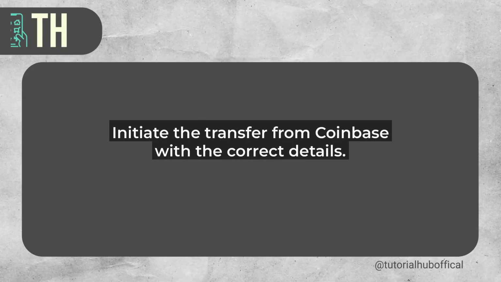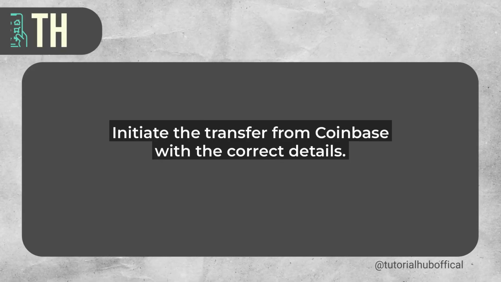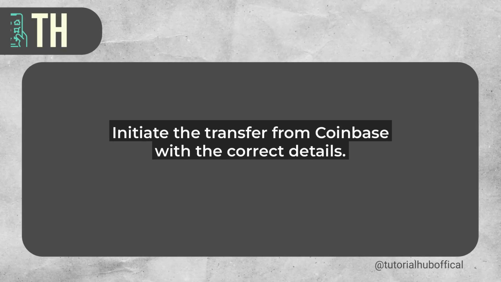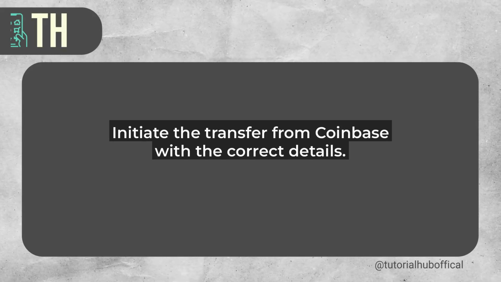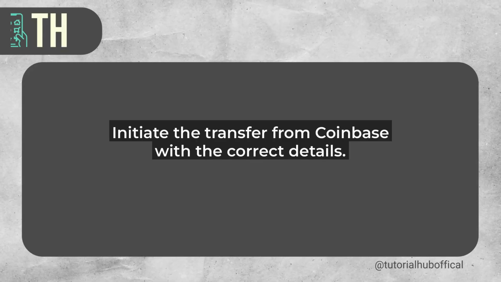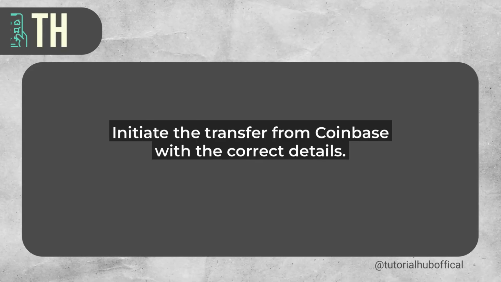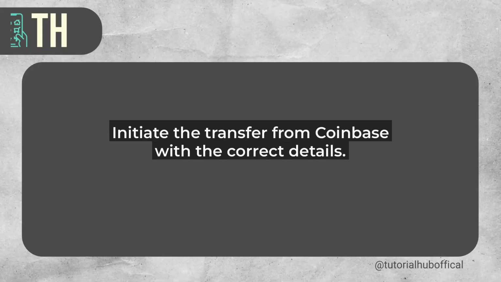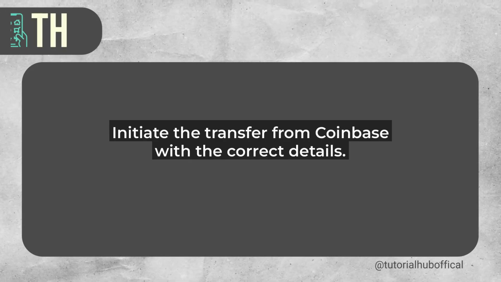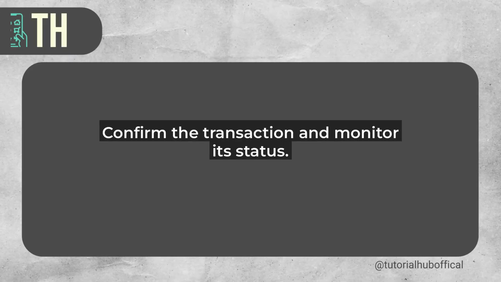Step 3. Back on Coinbase, go to the Send or Withdraw section. Paste the Bitget wallet address into the recipient field, select USDT as the asset, and enter the amount you want to transfer. Review everything twice, the address, amount, and network, then hit Confirm. You'll likely need to approve this through email or an authenticator app.